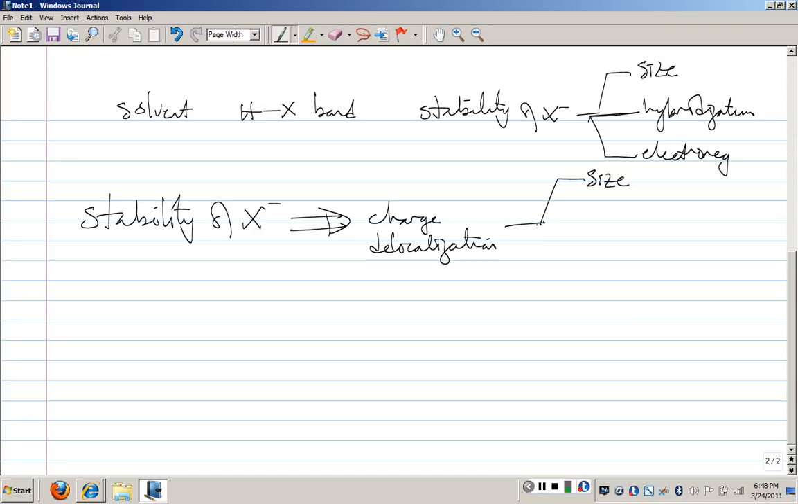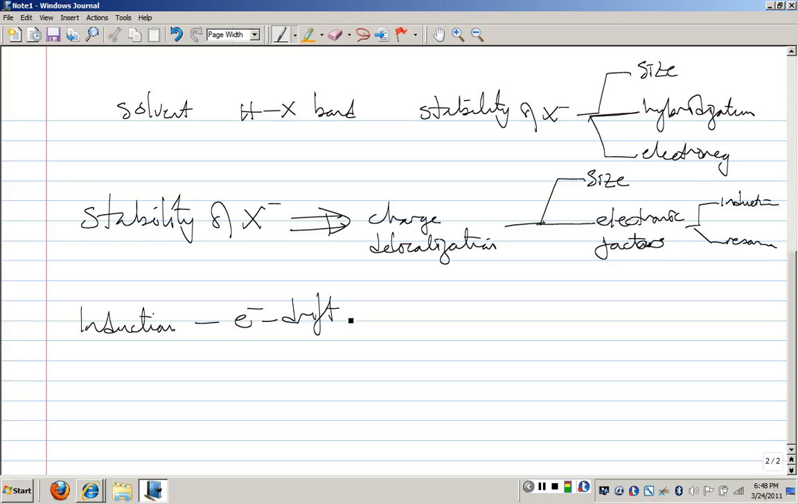A species can also dissipate the charge by what we call electronic methods. So I can delocalize my charge either by being big or by using electronic means, by some electronic factors. And those electronic factors are induction and resonance. Okay? Induction and resonance. So, what is induction? You met this in Gen Chem, and we talked about it briefly also early in 3.1. Induction is electron drift that occurs along a sigma bond.